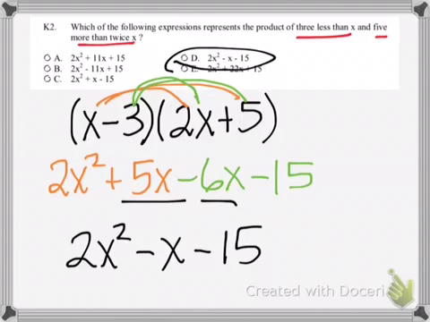Then I needed to distribute the negative 3. I showed that with the green lines. That gave me negative 6x and negative 15. Combine my like terms, my x terms, so my answer was 2x squared minus x minus 15, which was answer choice D.